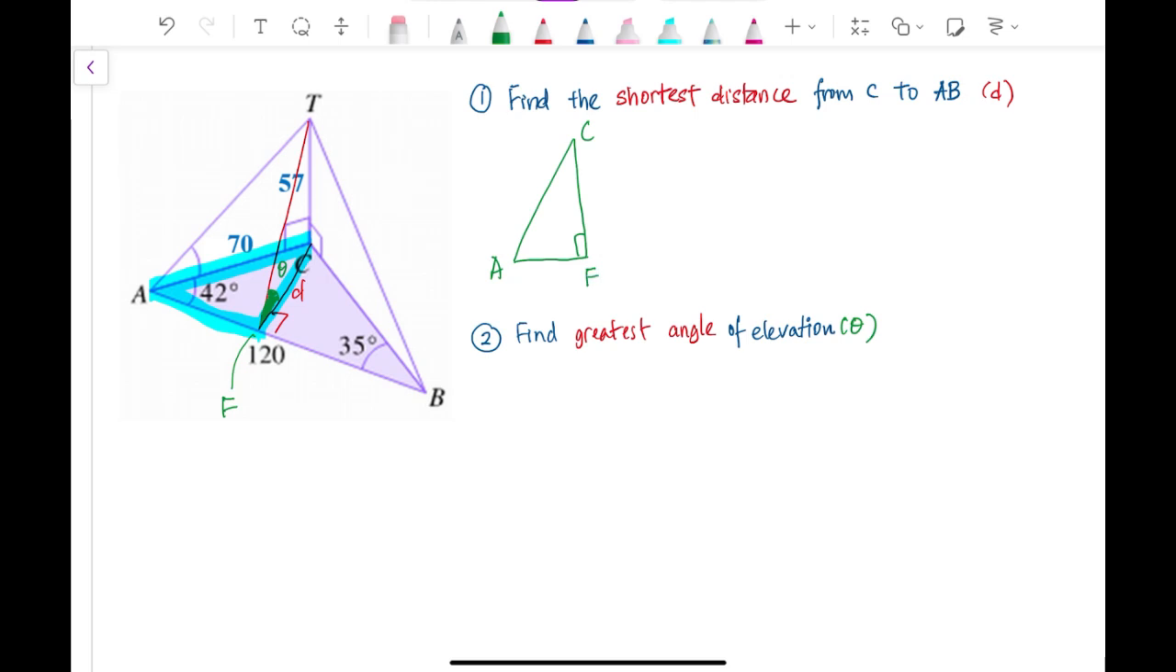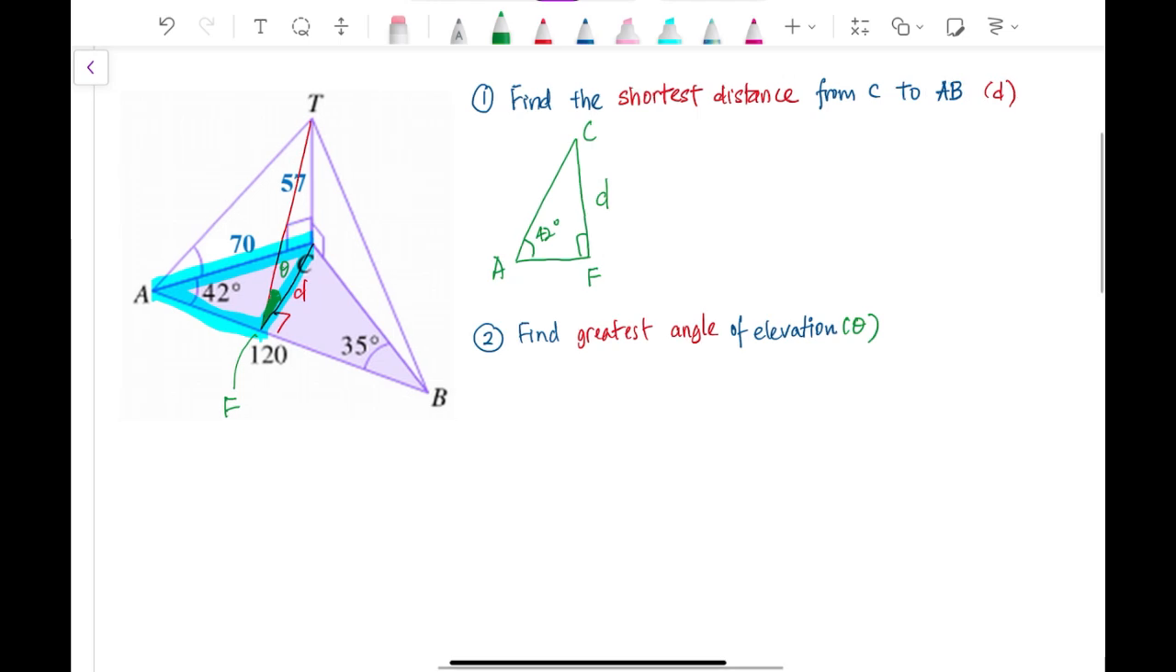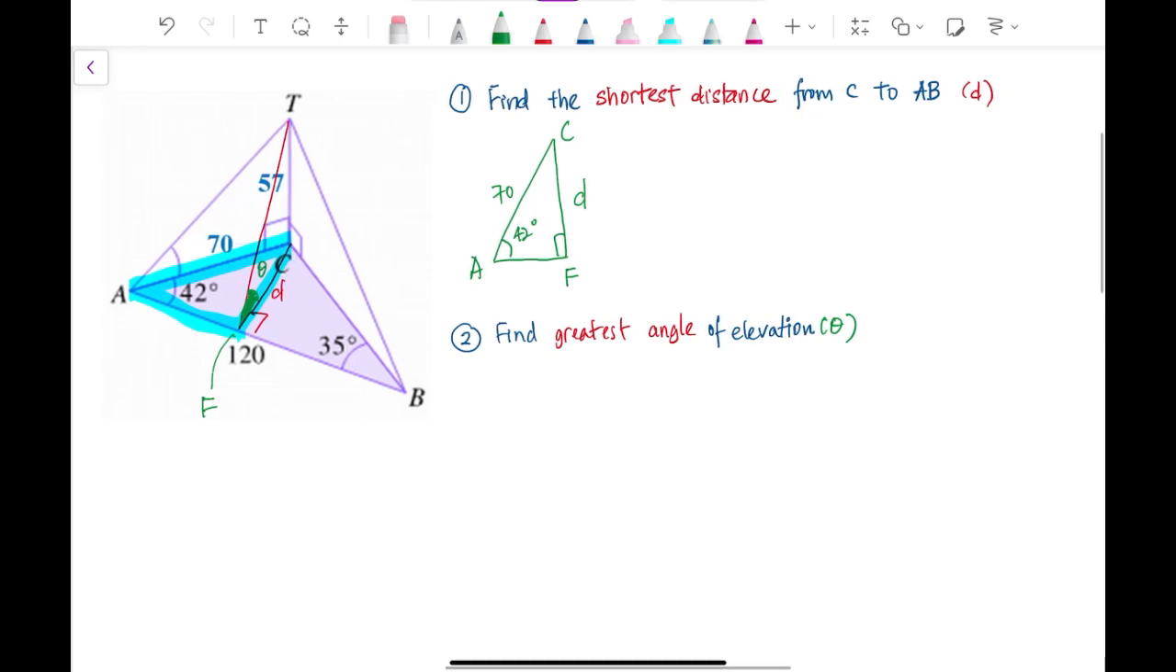So what do we have? I want to find this shortest distance, which is D. And what I have here is equal to 42 degrees. What else do we have? You notice in the diagram, we are given that AC is equal to 70. Based on this, I am able to solve for D.